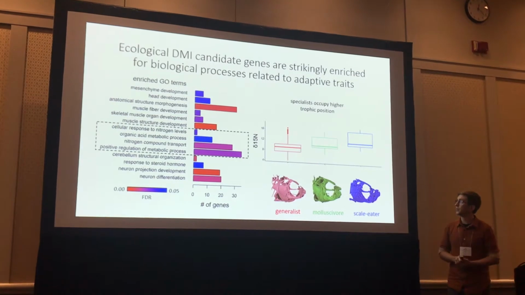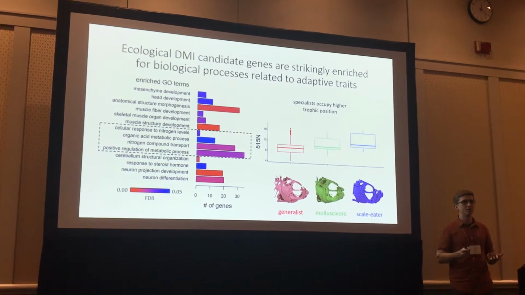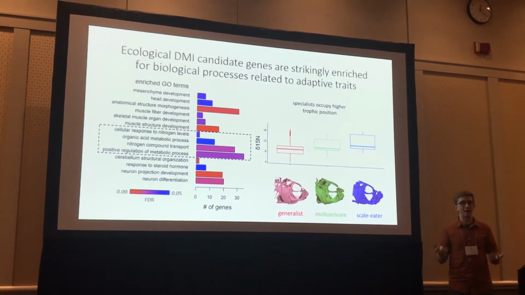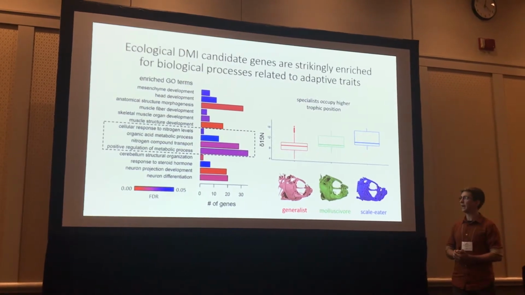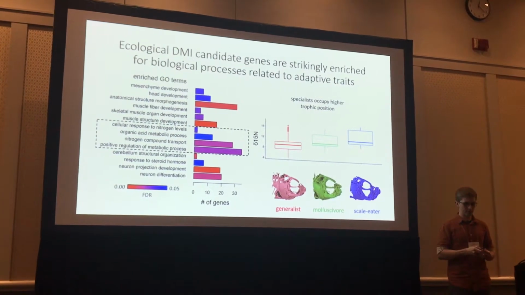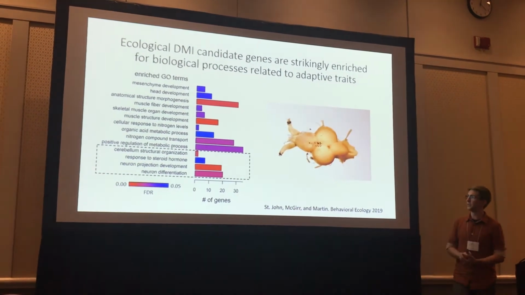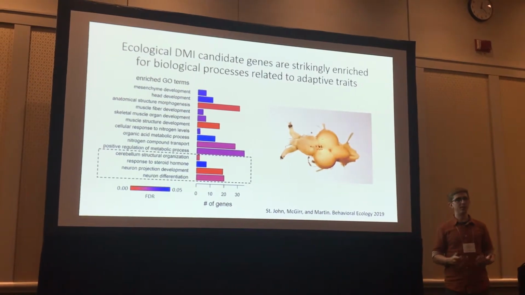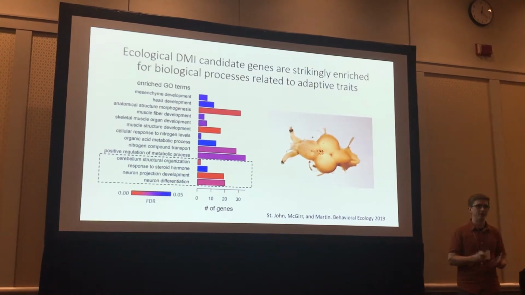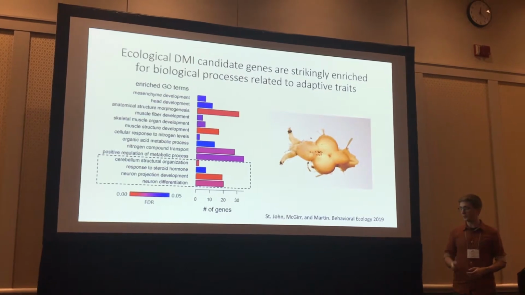We see enrichment related to nitrogen metabolism. We know that the specialists occupy a higher trophic position and have more nitrogen-rich diets than the generalists. And then we also see enrichment for a lot of terms related to brain development, which could affect a number of different behavioral differences between species.